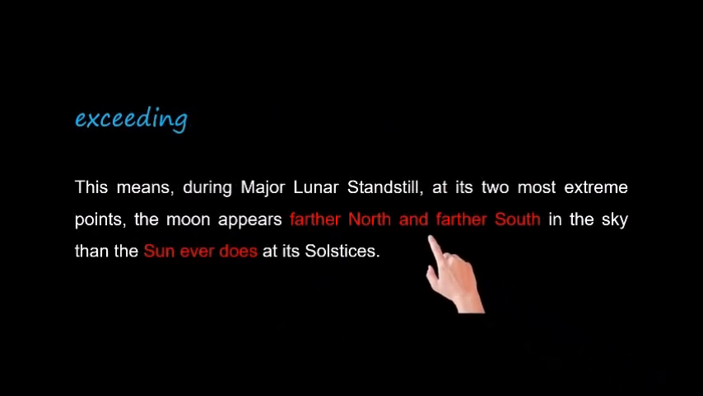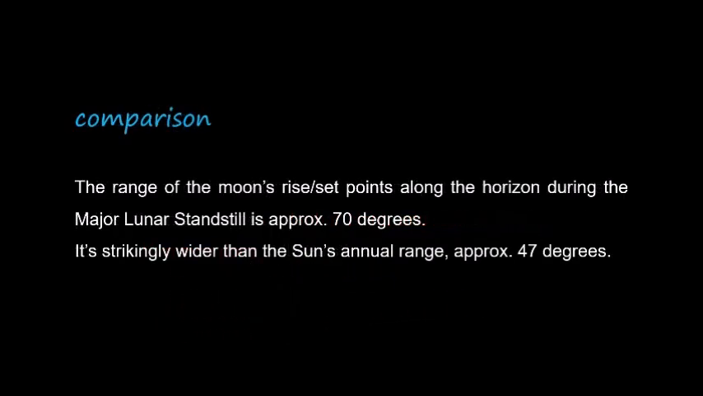So, comparison. This means, during major lunar standstill, at its two most extreme points, the Moon appears farther north and farther south in the sky than the Sun ever does at its solstices. The range of the Moon's rise-set points along the horizon during the major lunar standstill is approximately 70 degrees. It's strikingly wider than the Sun's annual range, approximately 47 degrees.